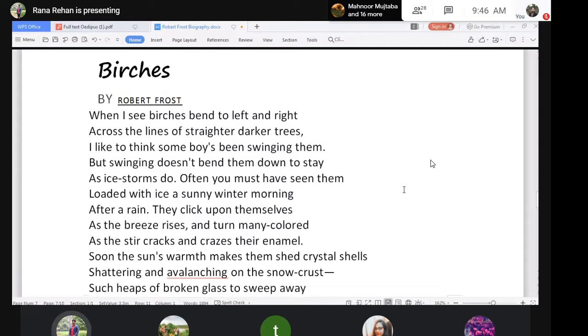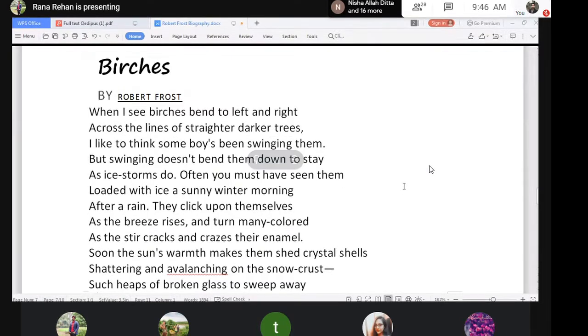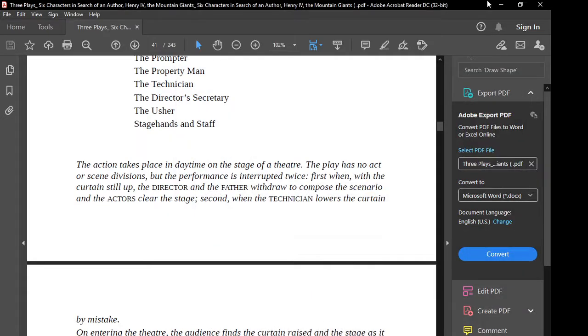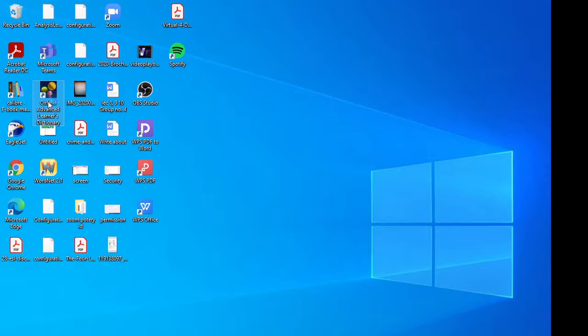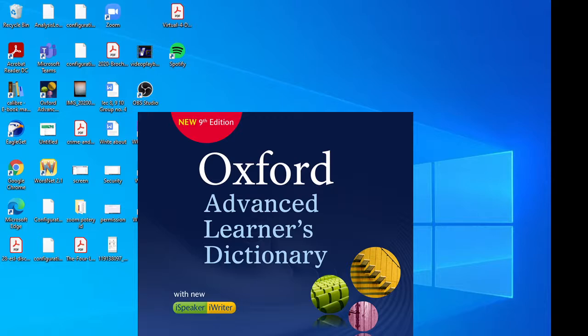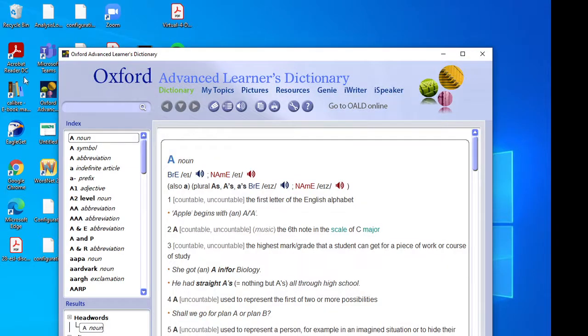They click upon themselves as the breeze rises and turn many colored as the stir cracks and crazes their enamel. And what happens afterwards? When the breeze blows, the trees are swaying from one side to another. And when they are swaying, what happens? There are some cracks and creases on the top of the trees because they were filled with snow. With the swaying from one position to another, there are some cracks and creases on the top of that enamel.